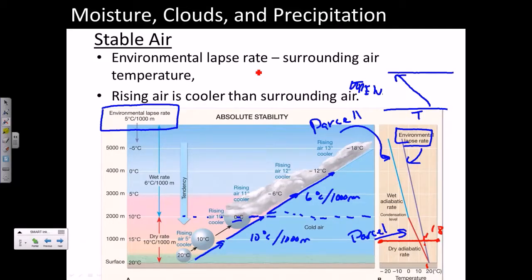And what's the dry adiabatic rate? The temperature in the parcel. The dry adiabatic parcel temperature is at 10, right? So the parcel is at 10 degrees C, so it's cooler, and the air outside of the parcel is at 18 degrees C, and so it is warmer. As long as the air in the parcel is cooler, it's stable. And that's the key here to remember. In stable air conditions, the temperature inside the parcel is cooler than the temperature outside of the parcel.